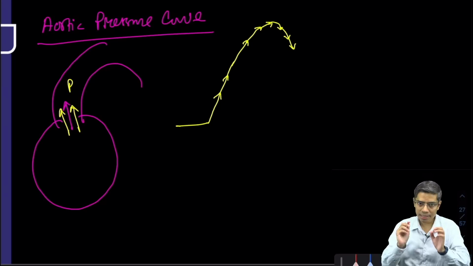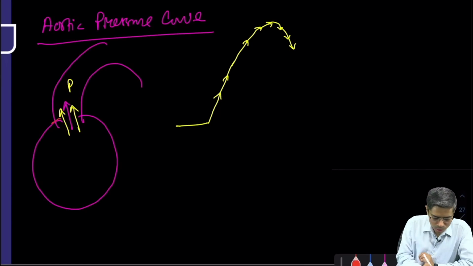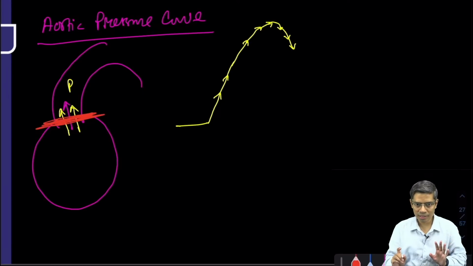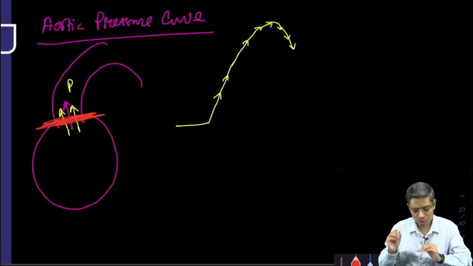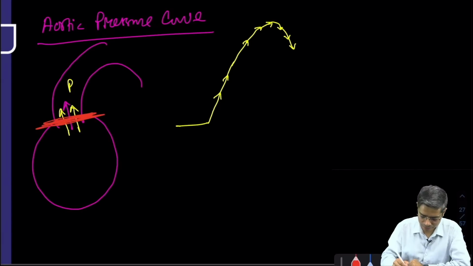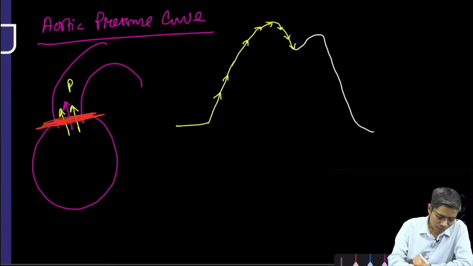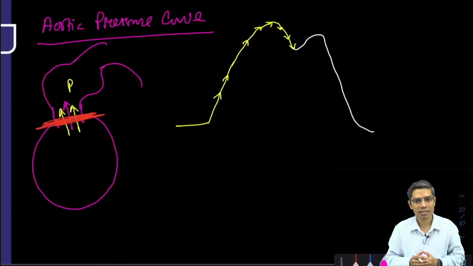Suddenly, there will be closure of the semilunar valves. After the closure of the semilunar valves, what is going to happen? There will be a little increase in aortic pressure again, and then there will be a sudden fall of aortic pressure. So, why is there an increase in pressure? Because you know that whenever you are ejecting blood, the arch of the aorta was expanding like this, because it contains elastic tissue.